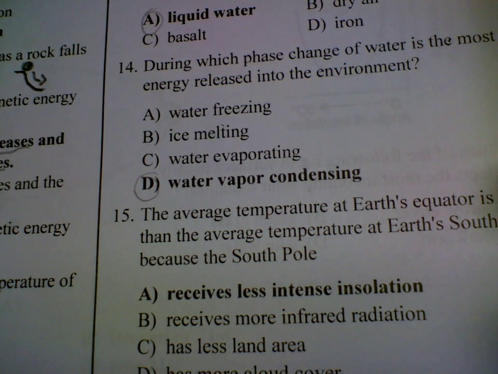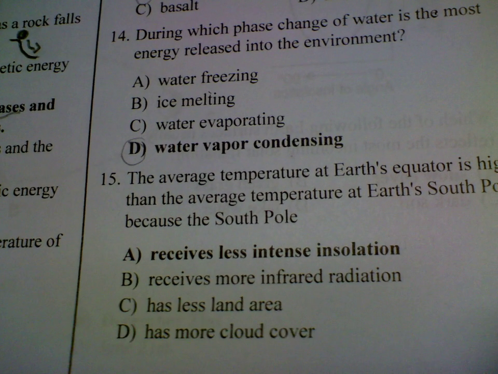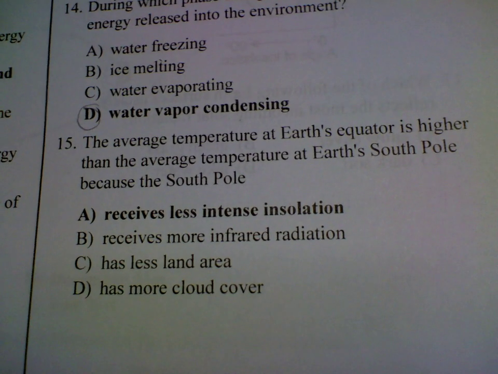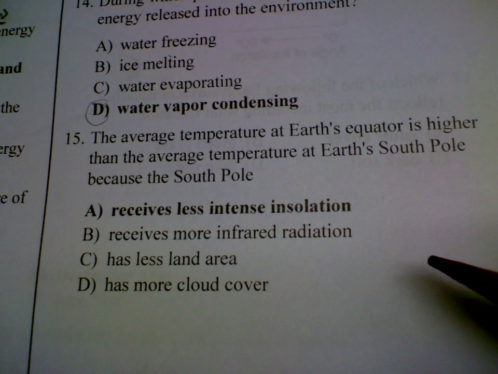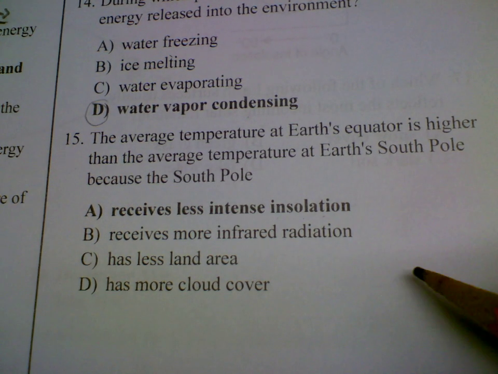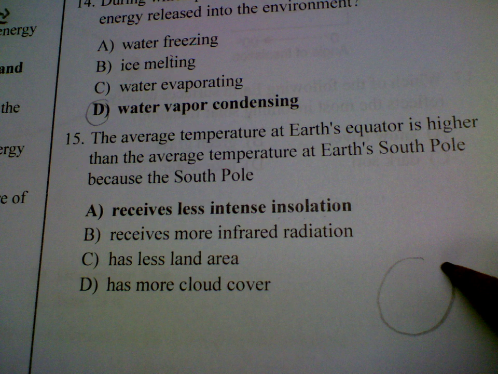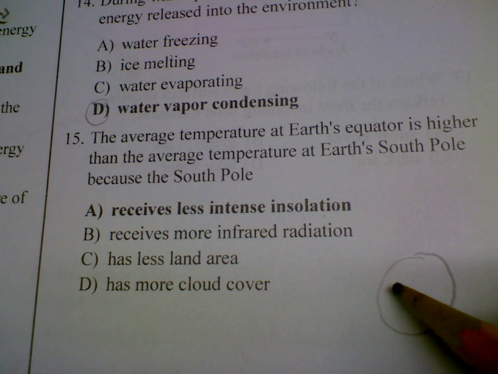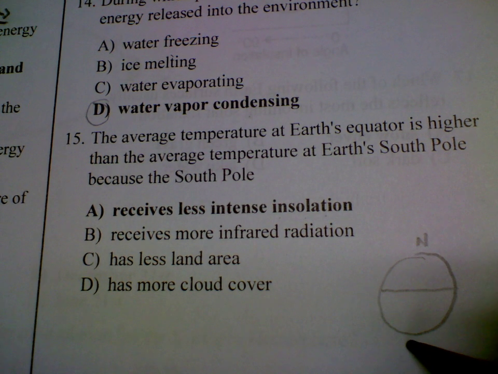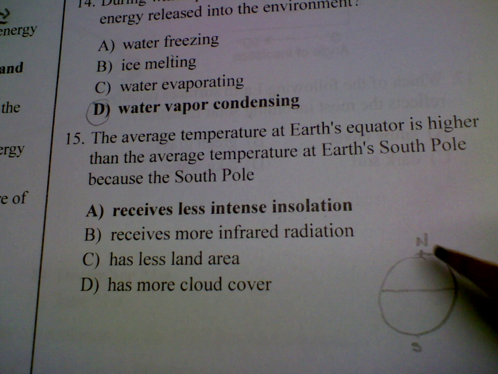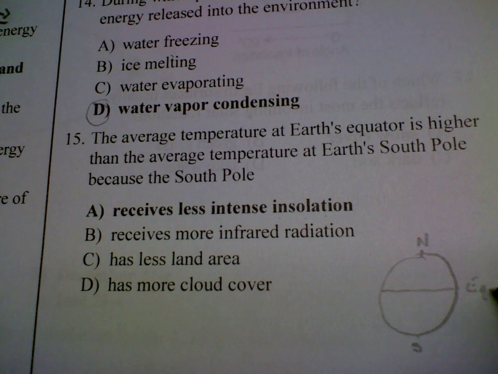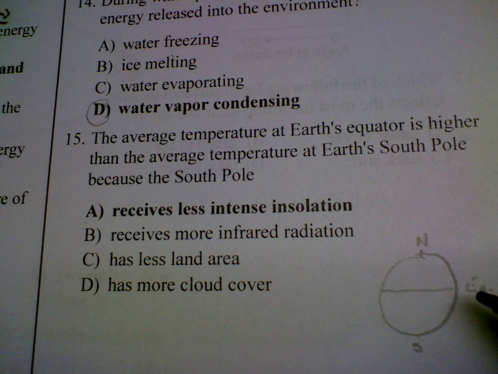Same thing. Number 15, the average temperature at Earth's equator is higher than the average temperature at Earth's south pole, because of the south pole, remember what we talked about: insolation, incoming solar radiation. And remember we said that the most intense heat is at the equator. You have the North Pole up here, the South Pole down here, and here's the equator. And the equator gets hit most directly by the sun. It has the highest angle of insolation.